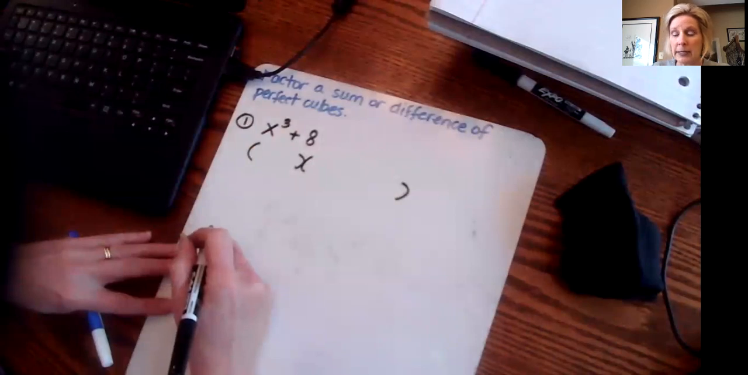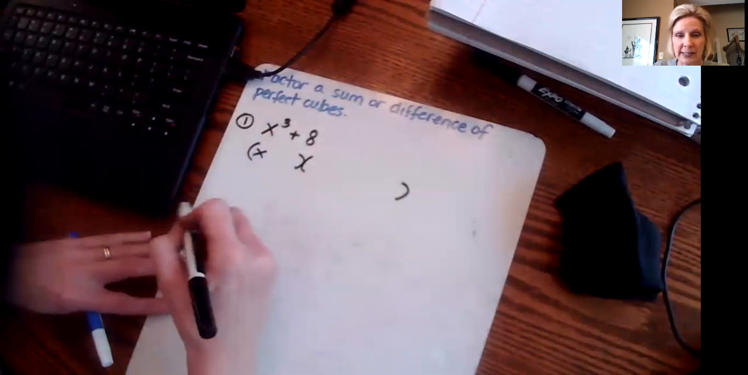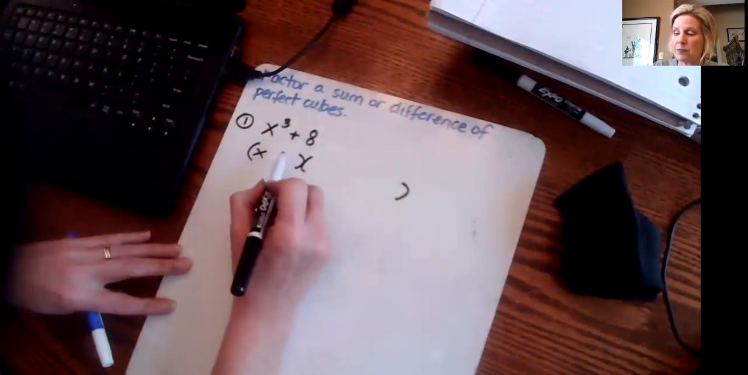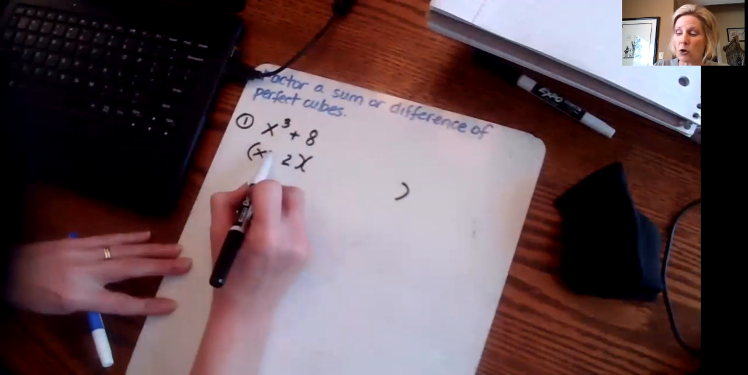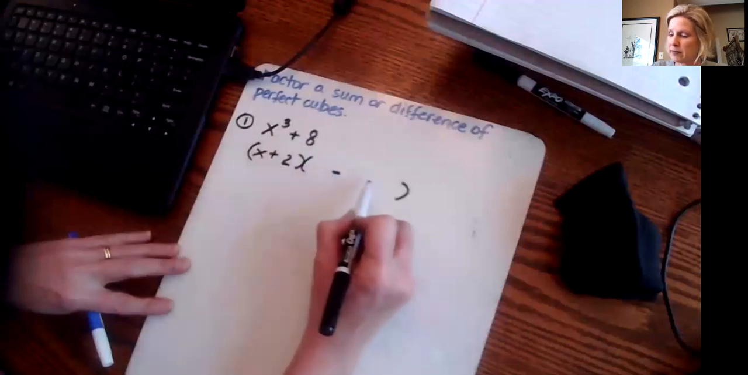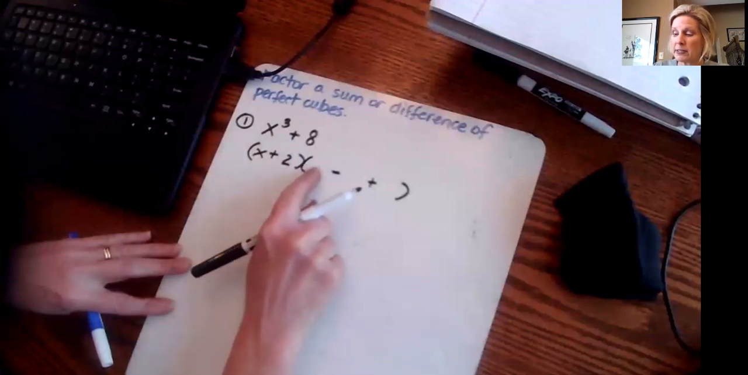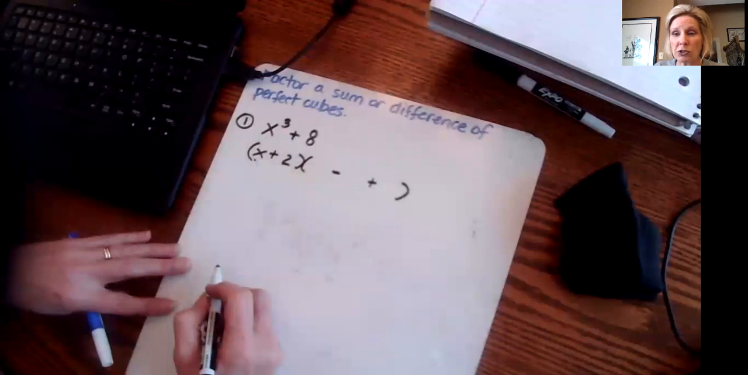The cube root of x cubed is just x because x times x times x gives you x cubed. The cube root of 8, we've already mentioned, is 2. We also use SOAP: same, opposite, always positive. Now, to get this first spot, you need to do first squared. So it would be x squared.